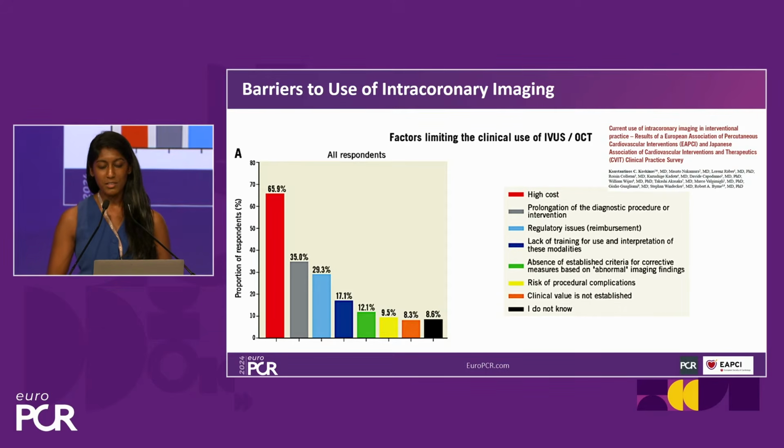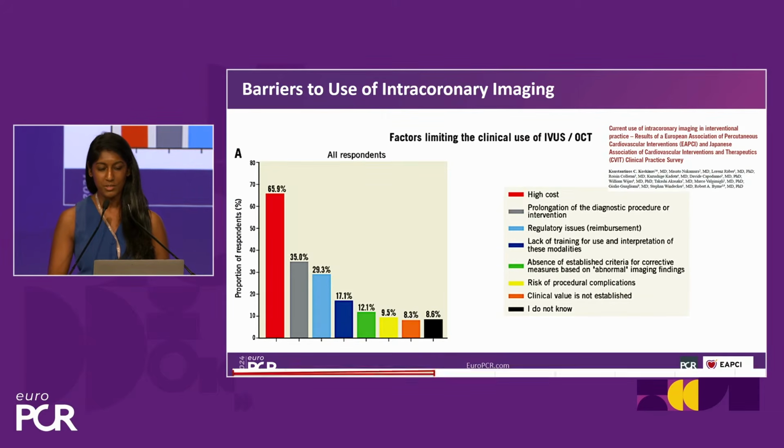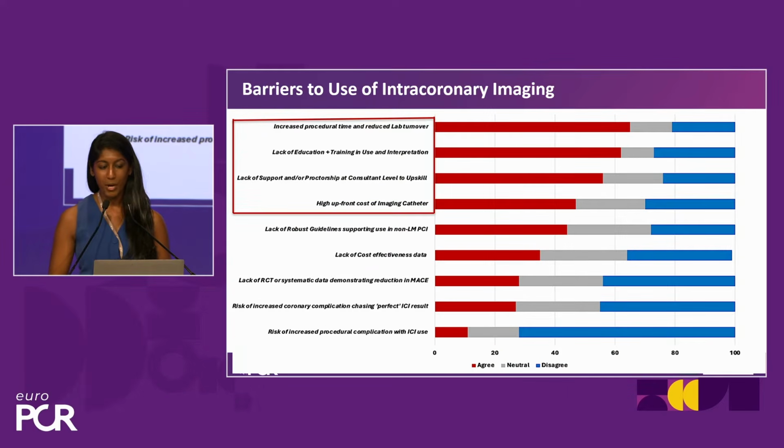And we actually ran a survey that was led out of Portsmouth, my unit, but with collaboration across the UK and with the UK National Society. And these were the core barriers, again, very similar to what Professor Burns' publication showed, which is increased procedural time and reduced lab turnover. So we asked physicians, and we had about 30% of clinicians in the UK respond. Red bars are agree, so around 60% agreed that procedural time was an issue.